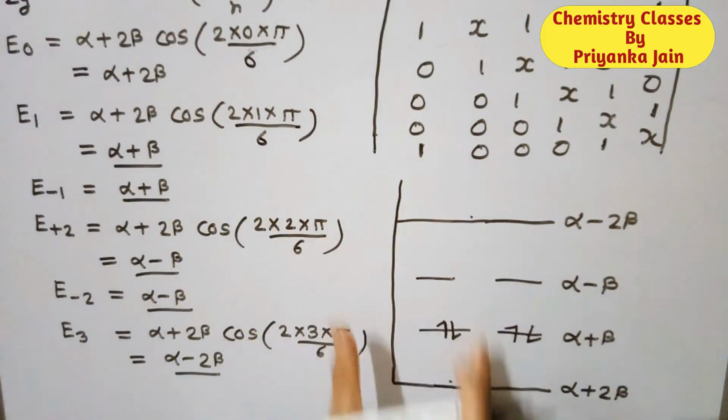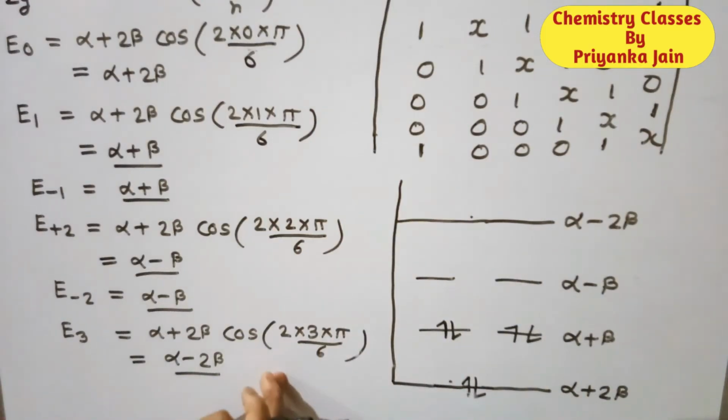So this will be about the benzene, and I have told you about all of the examples in a very clear manner. If you have seen both of my videos, you can understand the Huckel's molecular orbital theory in a very clear manner.